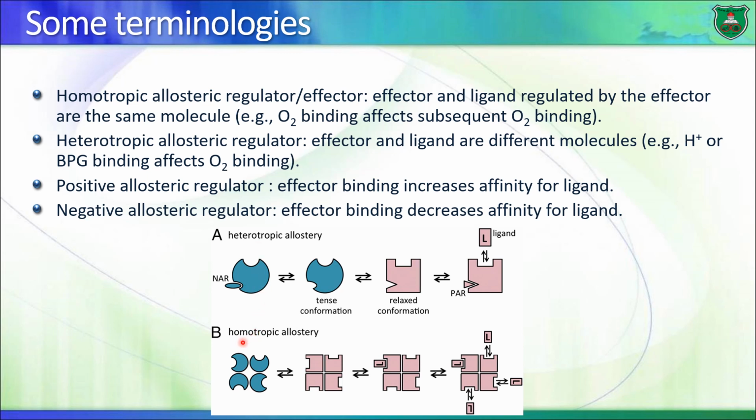Now, in case of homotropic allostery, you have binding of a ligand or an effector. It influences, it induces, stimulates, it makes it easier for a second ligand to bind. In case of hemoglobin, binding of the first makes it easier for the second, binding of 2 makes it easier for a third one to bind, binding of 3 makes it easier for the fourth one to bind. And that's cooperative regulation.